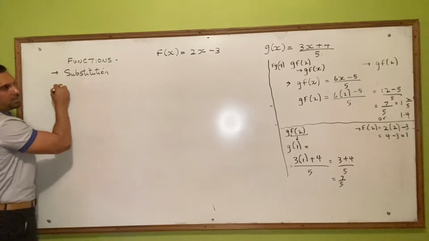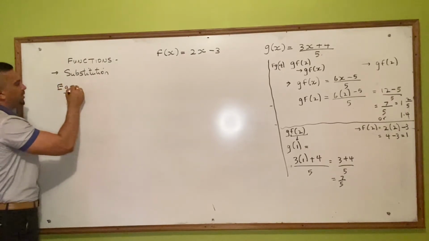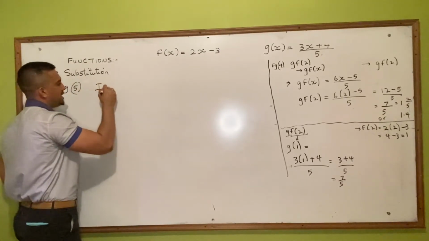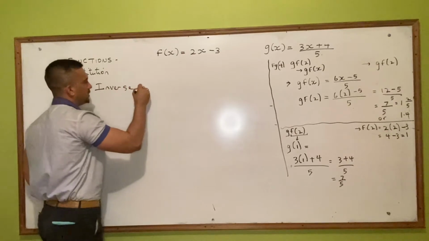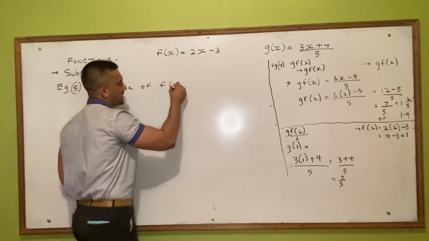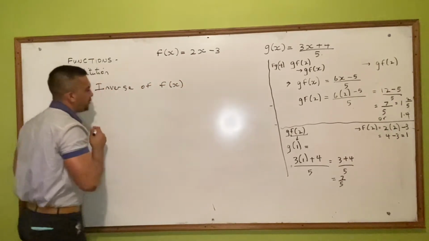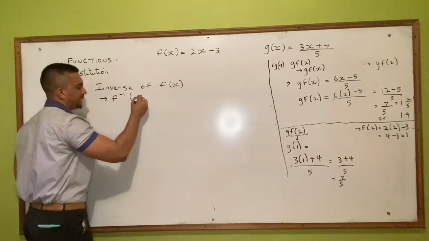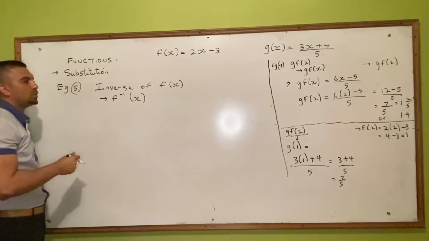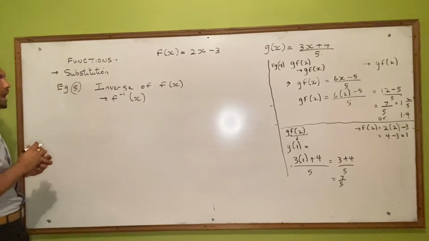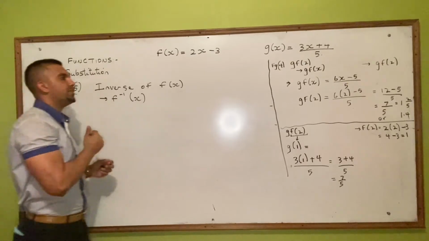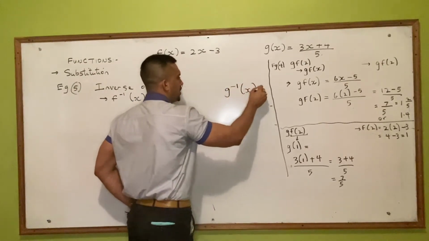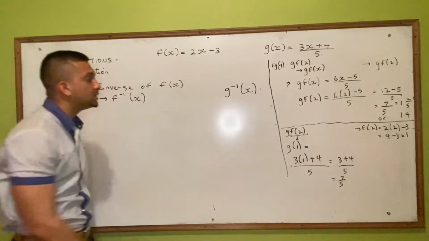Now let's call this example 5. Let's say they want us to find the inverse of f, or the inverse of this function f of x. Another way that they can write this, the inverse of f of x, is f to the power minus 1 of x. This means f inverse of x. So that is how you write the inverse of a function. If they wanted us to find g inverse of x, it would be written like this: g to the minus 1 of x. It is read as g inverse of x.